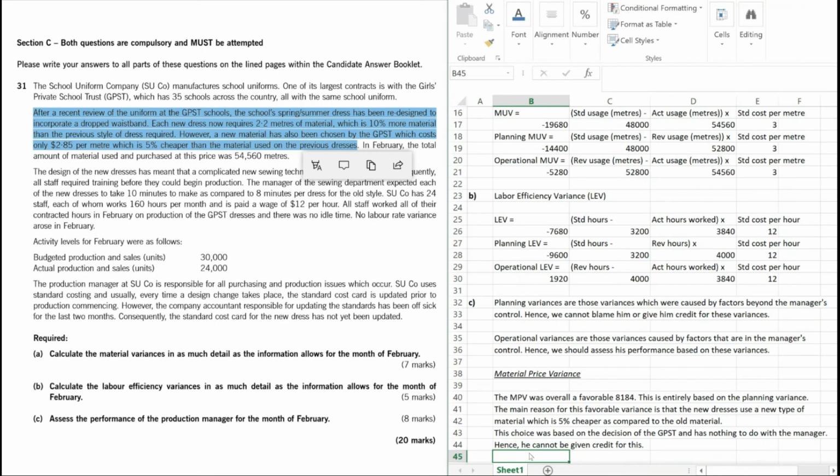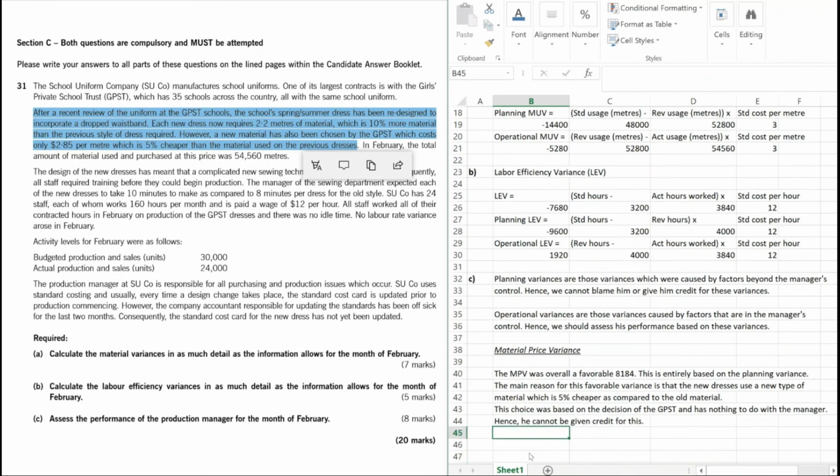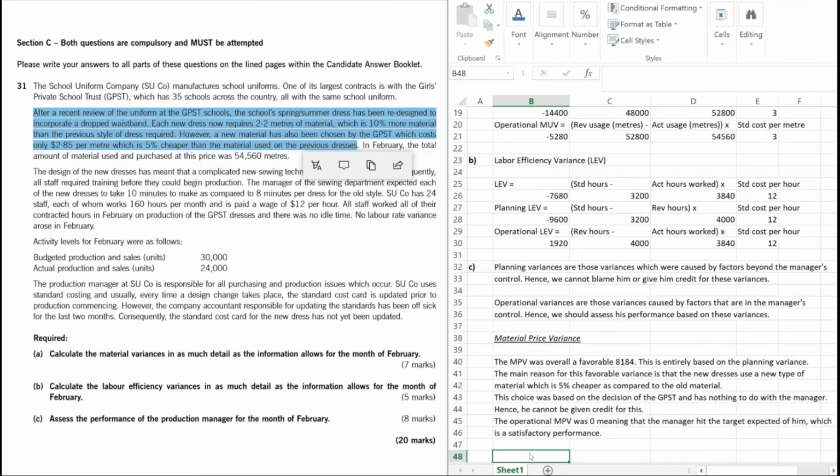Okay, now how did the manager perform as far as material price variance goes? The operational variance was 0, so he didn't do well or poorly, he just hit the mark, right? So we'll mention that. The operational material price variance was 0, meaning that the manager hit the target expected of him, which is a satisfactory performance, right? It's not particularly good or particularly bad. Okay, so that's material price variance.